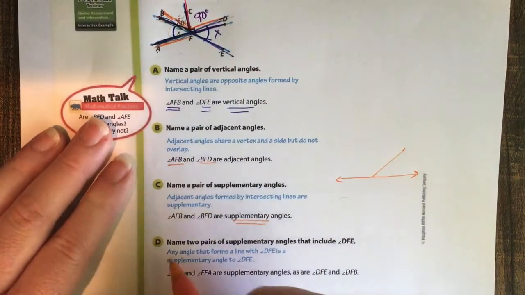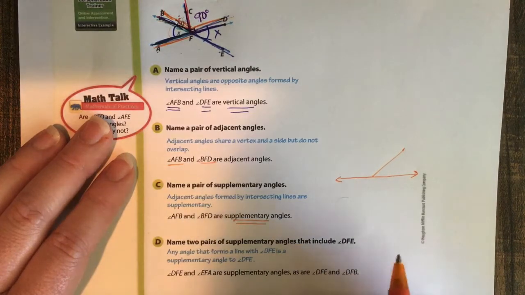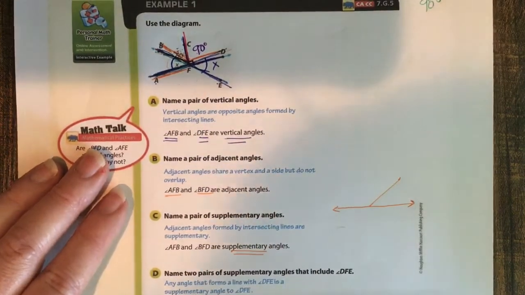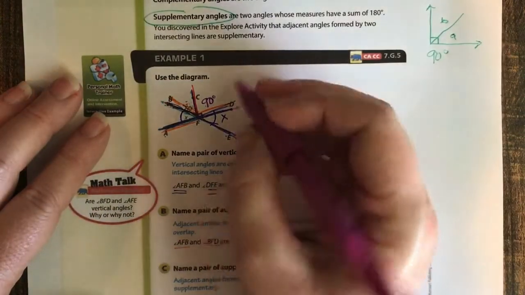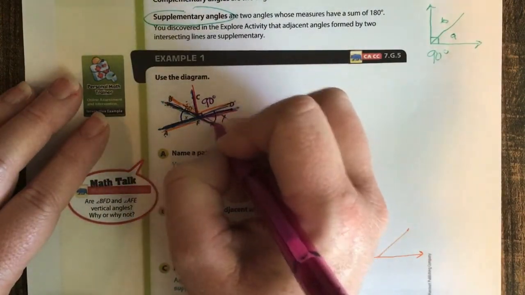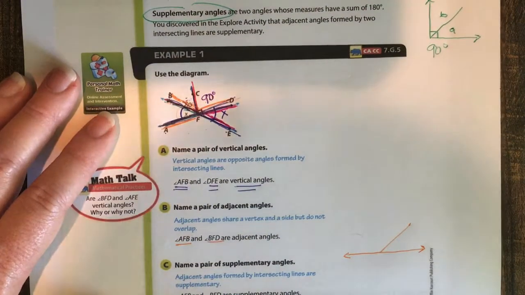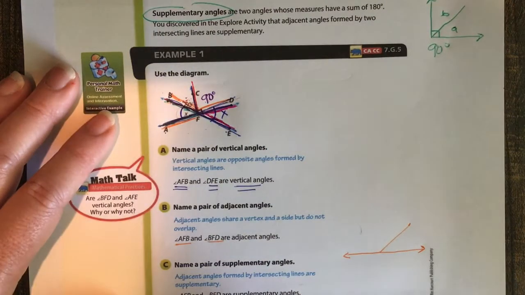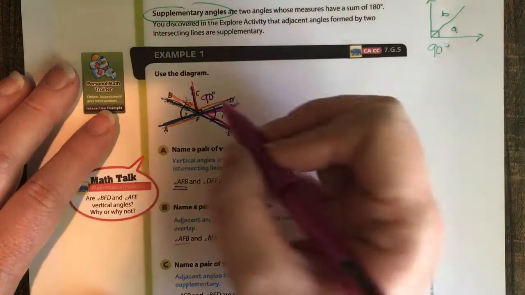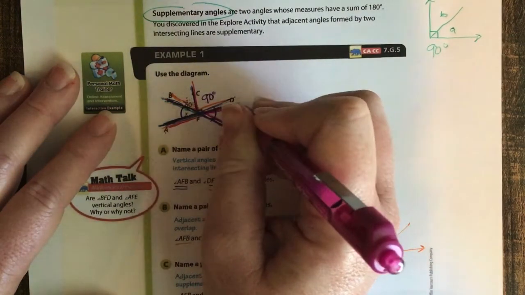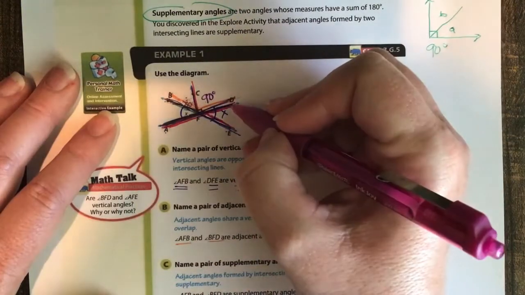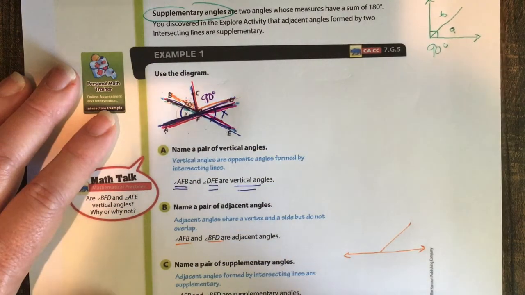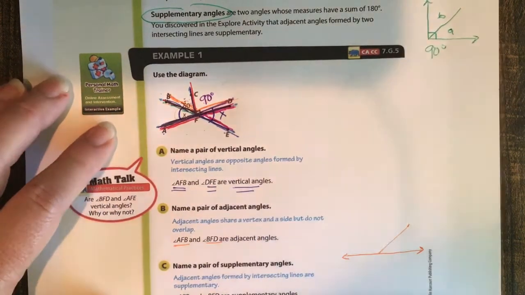And then number D says, name two pairs of supplementary angles that include DFE. So let's look at DFE. So DFE is this one. So again, we just need a straight line. You can use the straight line this way or use the straight line this way. They decided to use EFA. So they decided to use this straight line. So they had this angle, so then this must be the other angle. So that is EFA, and those would be supplementary. Let's go on to the next page.